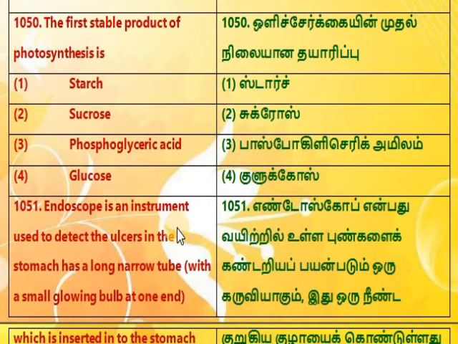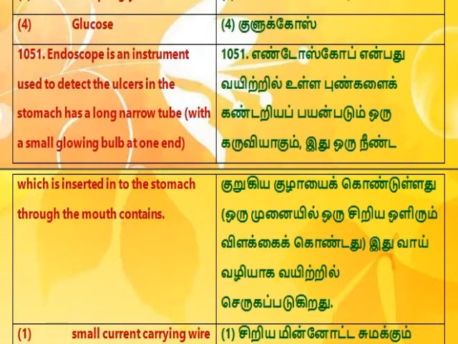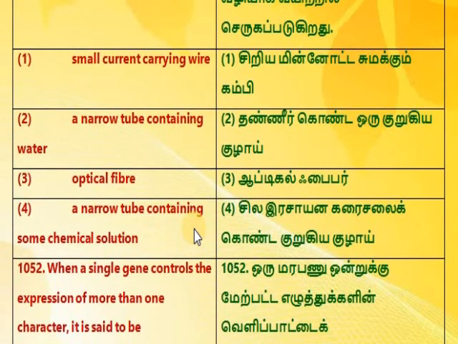1050. The first stable product of photosynthesis is 1. Starch. 2. Sucrose. 3. Phosphoglyceric acid. 4. Glucose. 1051. Endoscope is an instrument used to detect ulcers in the stomach. It has a long narrow tube with a small glowing bulb at one end, which is inserted into the stomach through the mouth. It contains 1. Small current carrying wire. 2. A narrow tube containing water. 3. Optical fiber. 4. A narrow tube containing some chemical solution.